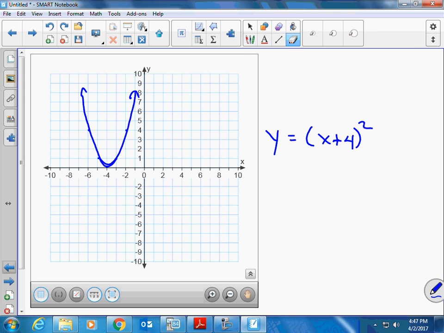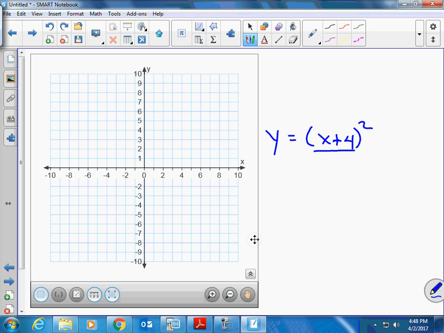Inside the squared makes your graph go left and right. Outside the square makes it go up and down. Inside, if it says plus 4, it really makes it go left 4. Outside, if it says plus 4, it really does make it go up 4. All right, let's try another one.